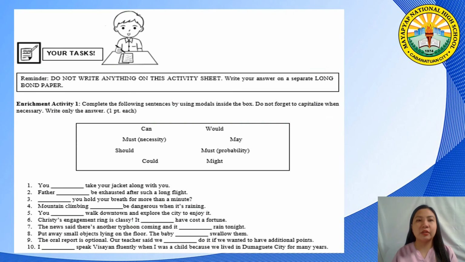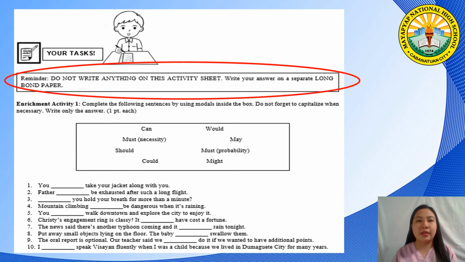At this point, turn your activity sheet into enrichment part. Be reminded of the general direction. Do not write anything on this activity sheet. Write your answer on a separate long bond paper. For your enrichment activity number 1, complete the following sentences by using modals inside the box. Do not forget to capitalize when necessary.